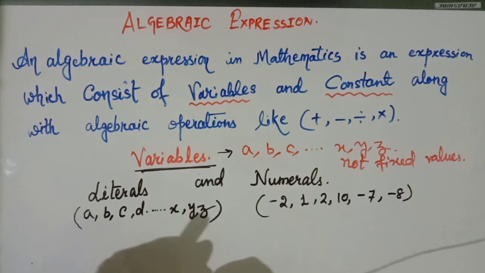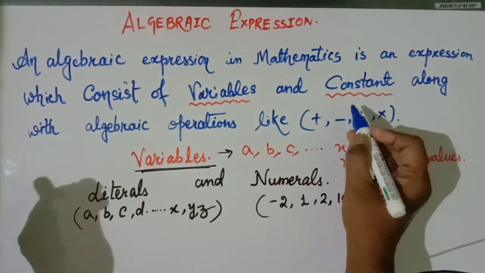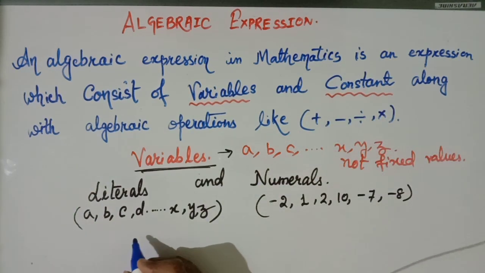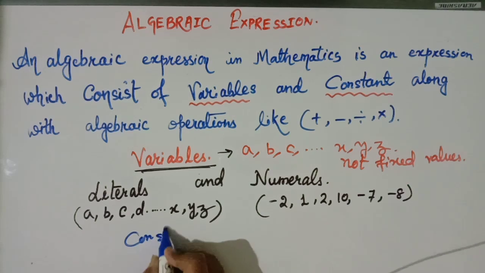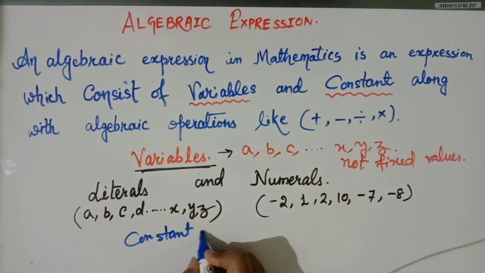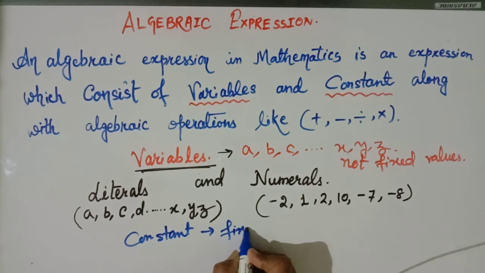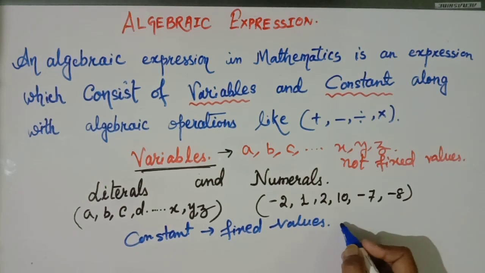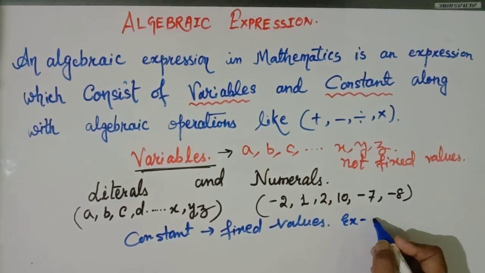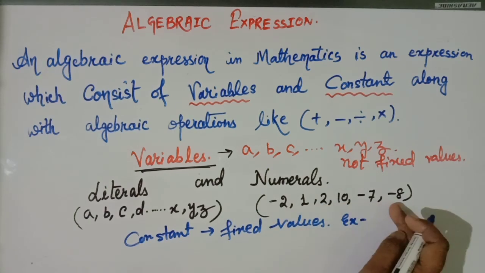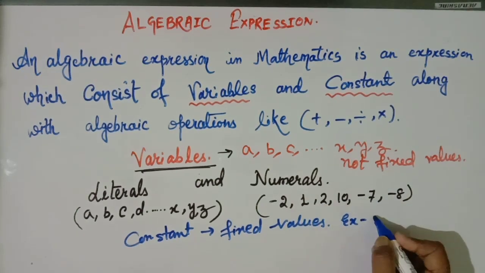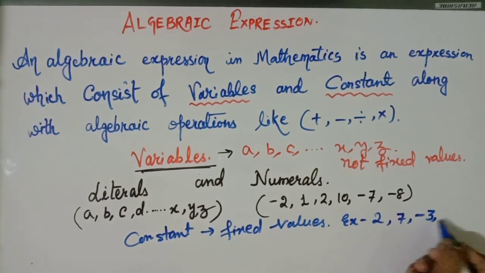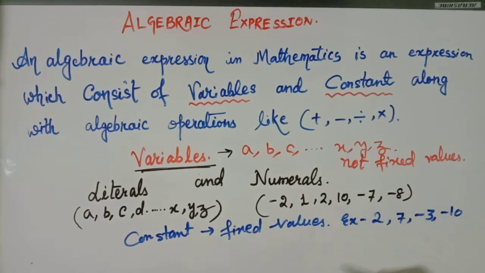Okay. Now come to the second point, constant. Constants are having fixed values. Examples of constants are these numerals; numerals are also known as constants. Suppose 2, 7, -3, -10, all these are known as constants.